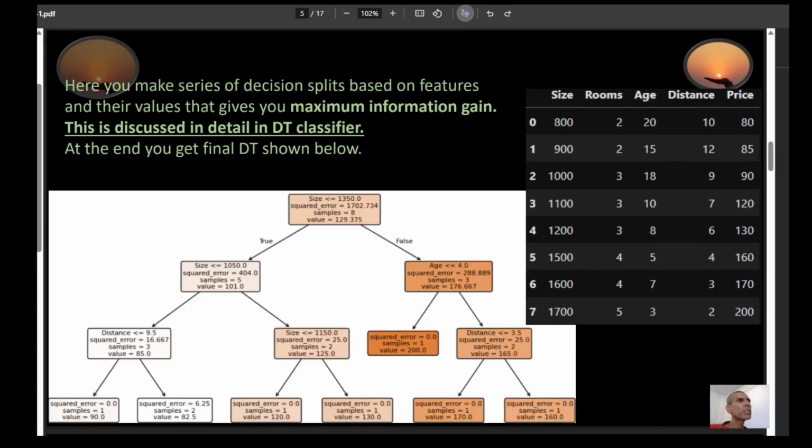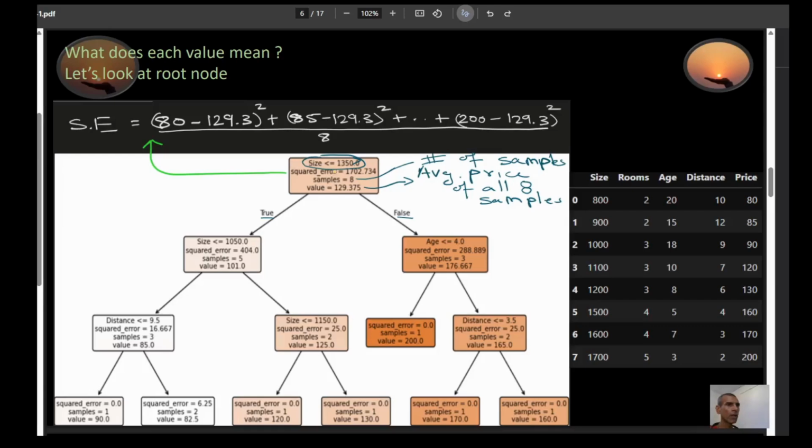Here, you make a series of decision splits based on the features and also the feature values so that it gives you the maximum information gain. If you recall, I discussed this in my previous class, in my decision tree classifier. You can go ahead and watch that video and that will help you understand. So at the end, when you make these decisions, your tree will look something like this. Now let's try to understand what each value means on each node right here. This is one node, this is another node, another node. So let's try to understand these values.